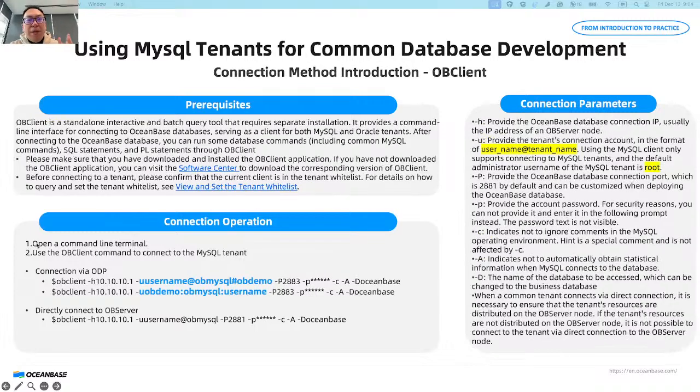Next, let's look at the OB client. OB client is a standalone interactive and batch query tool that requires separate installation. It provides a command line interface for connecting to OceanBase database, serving as the client for both MySQL and Oracle tenants. After connecting to the OceanBase database, you can run some database commands, including common MySQL commands, SQL statements, and PL statements through OB client. It's used in almost the same way as MySQL, including connection parameters.